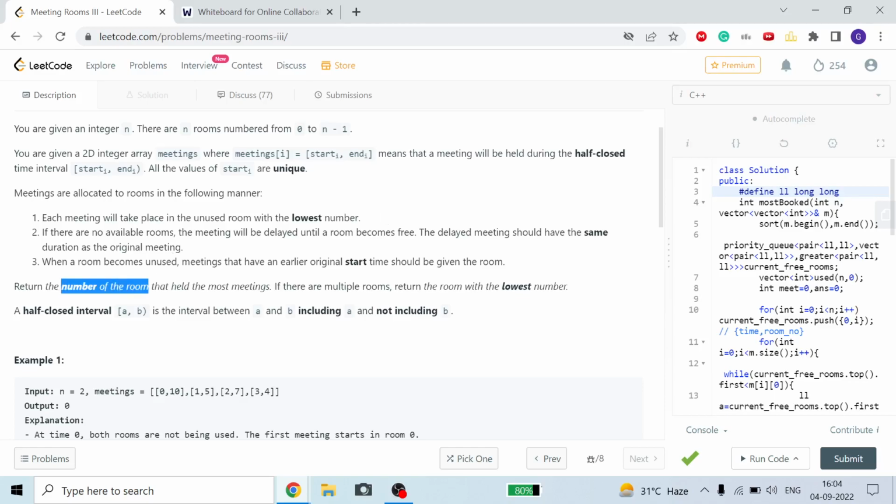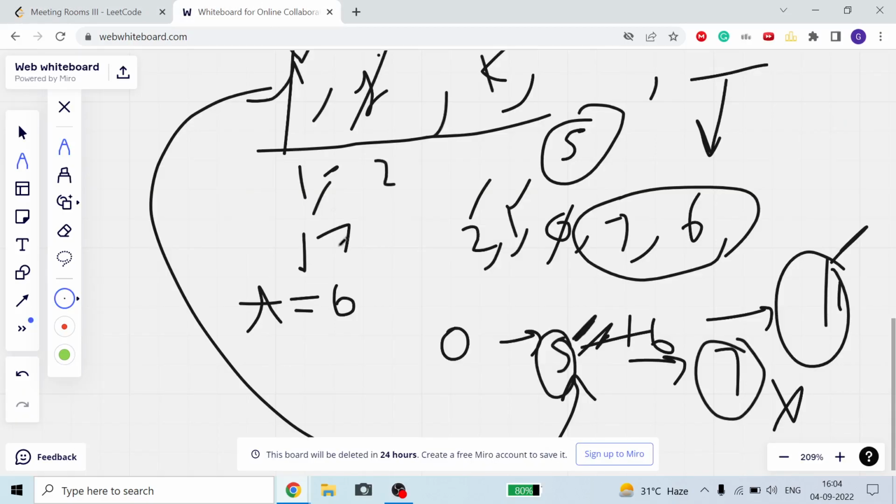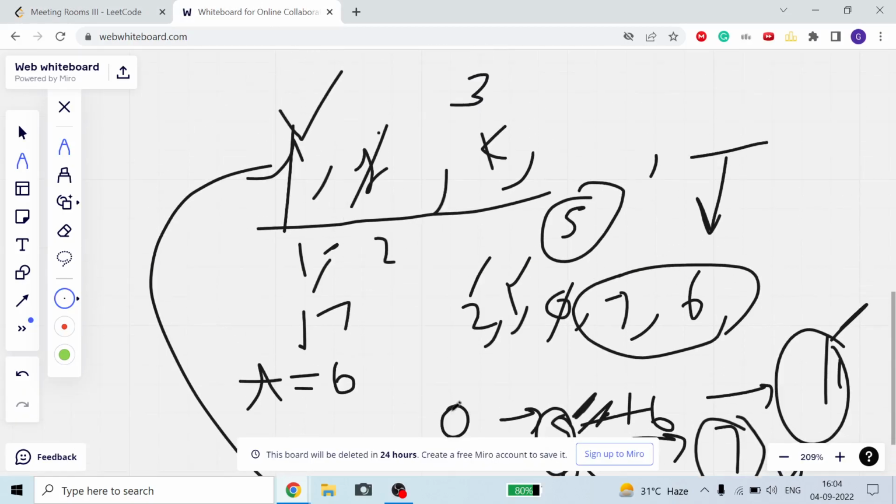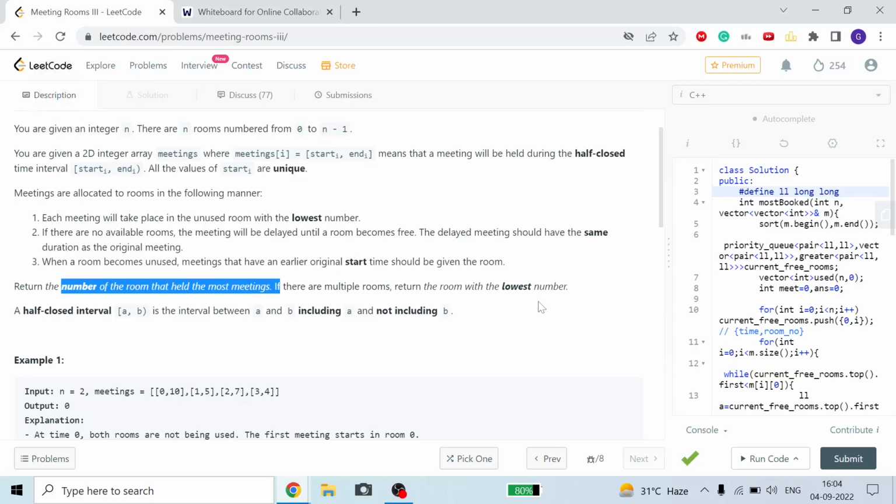Okay, so we have to return the number of the room that held the most meetings. Because every meeting has a different time period for which we hold it. Suppose in room number zero, we give a meeting that lasts to the end. And before it, room one served 5 different meetings, room number two served 6 different meetings. Okay, so we have to calculate which room number will serve the most meetings.